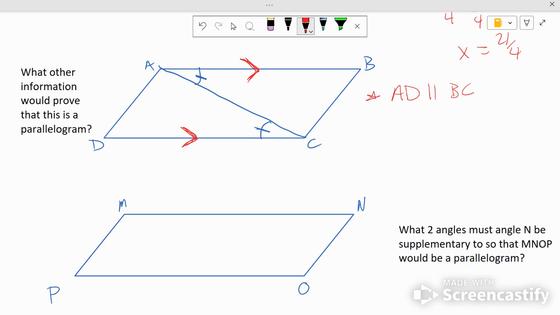So then I could say AD is parallel to BC, or another correct answer would be AB is congruent to DC. Either one of these I could say and I'd get the right answer. Because the top one would make it so both pairs of opposite sides are parallel. The second one would make the same side both parallel and congruent, which would make a parallelogram.